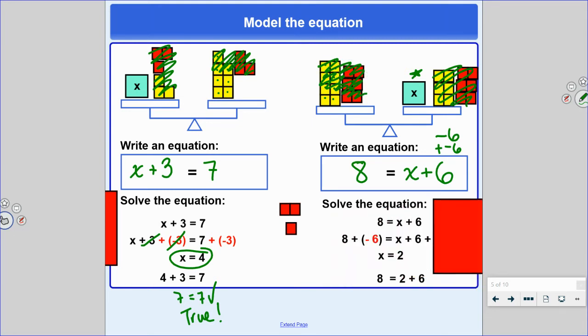Aha, sure looks to be 2. With our algebra, positive 6 and a negative 6 make 0. 8 and negative 6, I don't know really why I turned that around. Sorry about that, but x is equal to 2. And in this case, if you were to substitute in 2, it will be a true statement.